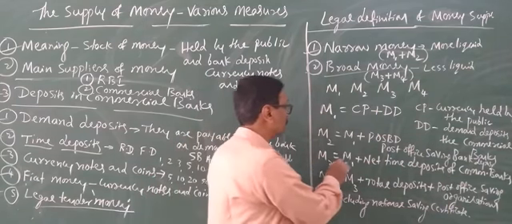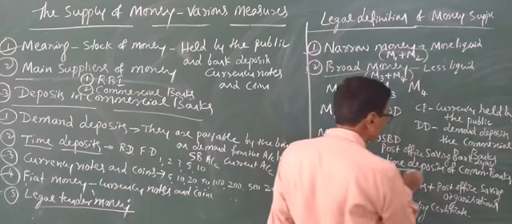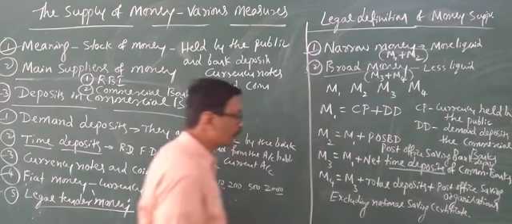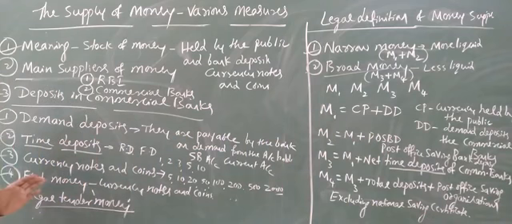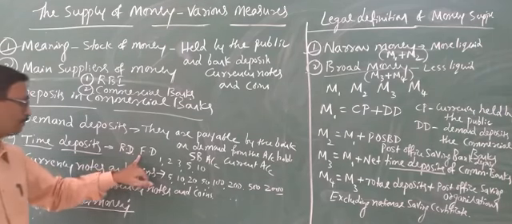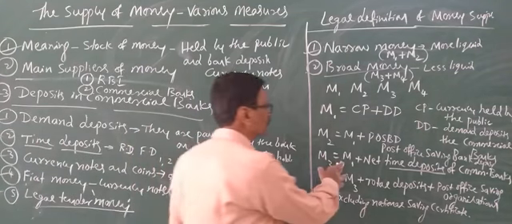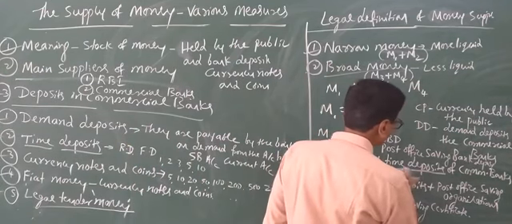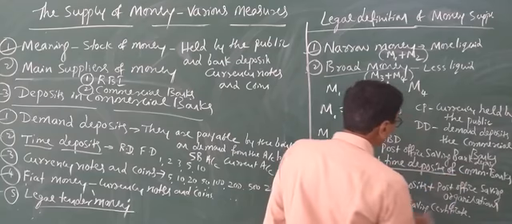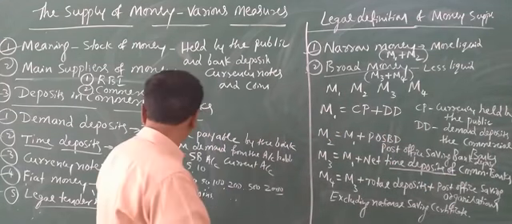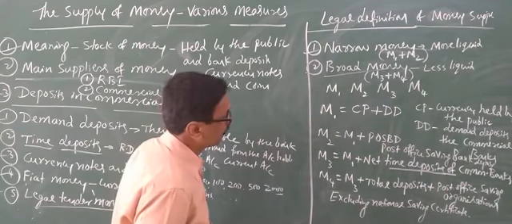Then M3 is equivalent to M1 plus net time deposits. This refers to deposits held for a particular period of time. Time deposits must be held for a certain period. Recurring deposits and fixed deposits are suitable examples of time deposits. Net is nothing but the reduction in demand deposits and recurring deposits.